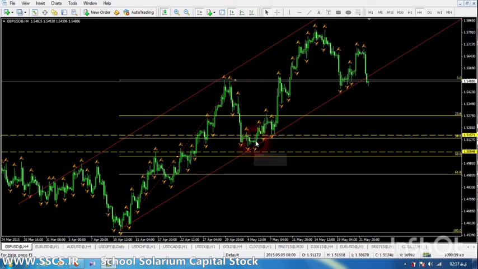Try not to put it exactly on the line. Put it a little bit above that. So if I had sold here and I had put my stop loss here, it would have reached my stop loss. So that's telling me that I have an uptrend.